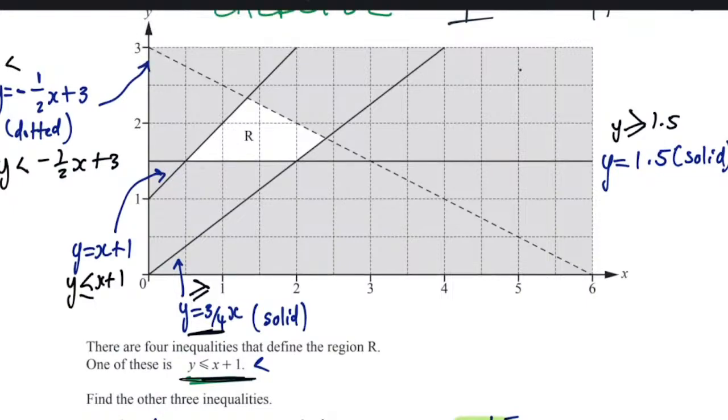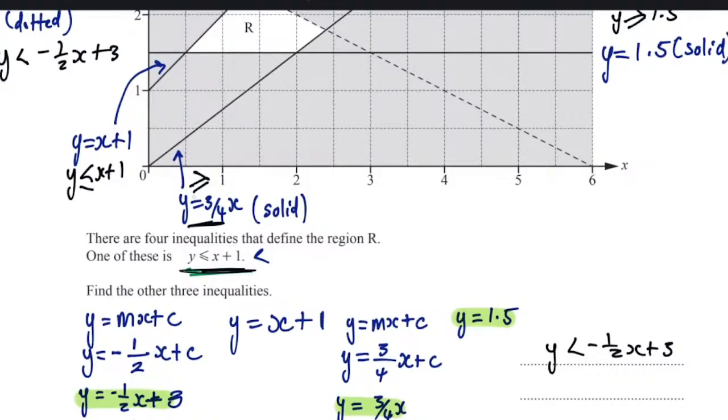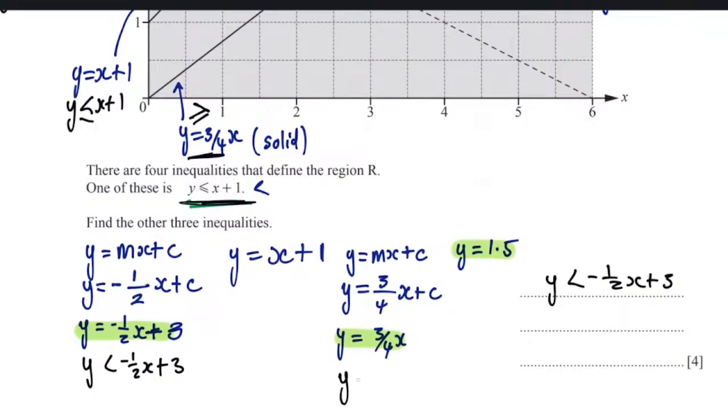Then here, it's below this one, the region R. So y is less than x plus 1. Okay, we've already been given this one. Here, we saw that it's above it. So y is greater than 3 over 4x. We remove the equal sign and put greater than or equal to 3 over 4x. So y is greater than or equal to 3 over 4x.